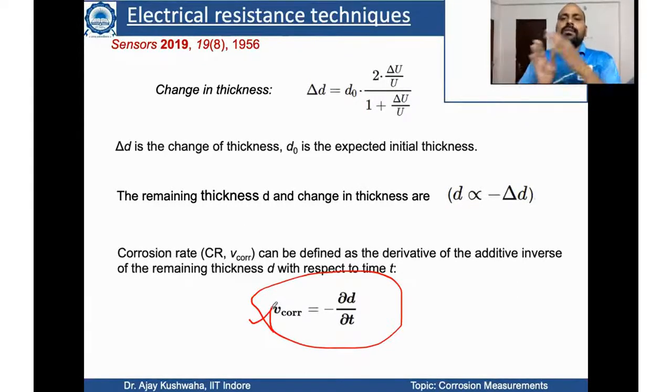So these are the three parameters. Based on delta R, we can calculate delta A. Based on delta A, we can calculate delta U. Based on delta U, we can calculate delta D. And if we know the delta D value, then we can calculate the corrosion rate.